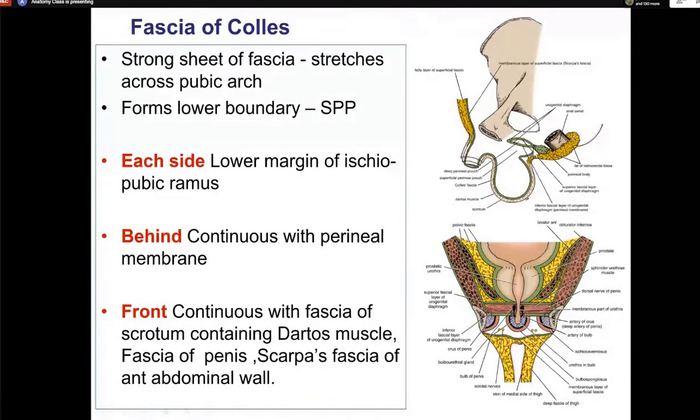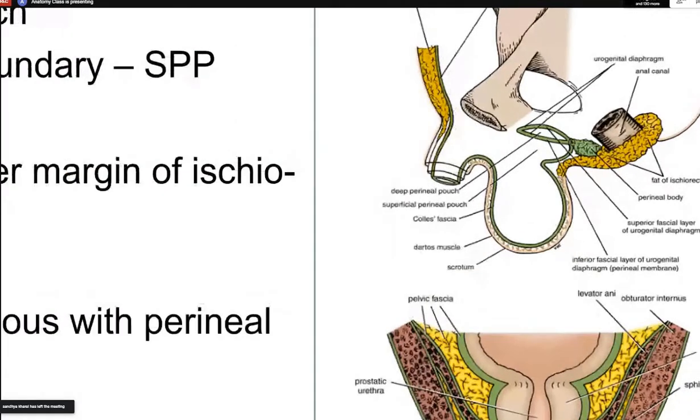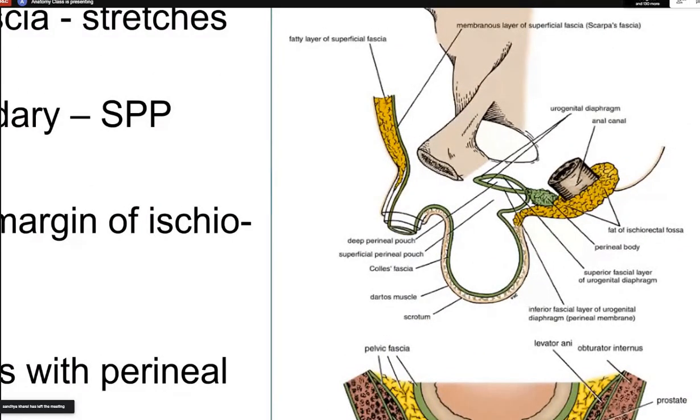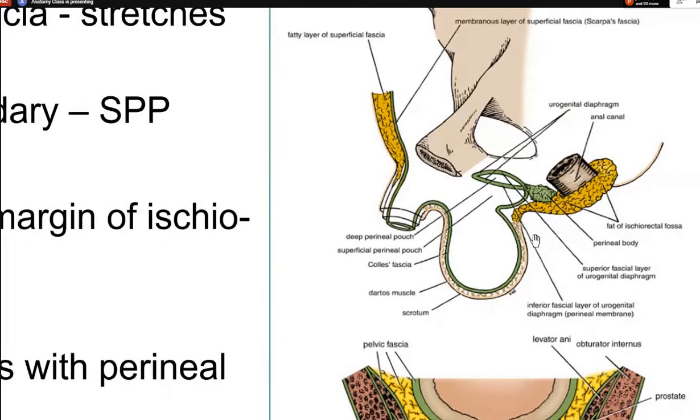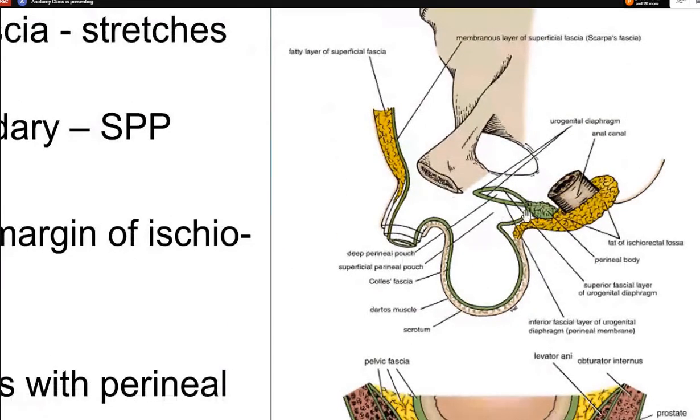That means the Colles fascia will continue anteriorly with the fascia of the scrotum. Can you see? This is the fascia of the scrotum that is containing the dartos muscle. And this also continues with the fascia of the penis. Further, this will also attach and continue with the Scarpa fascia. And you know the Scarpa fascia of the anterior abdominal wall, Camper and Scarpa fascia. Now I'll tell you once again, just focus on this part, the Colles fascia. This is the Colles fascia.